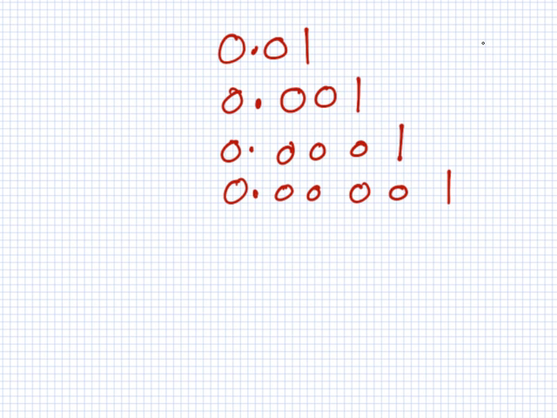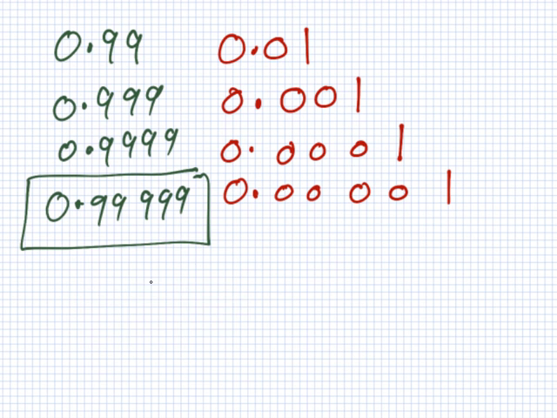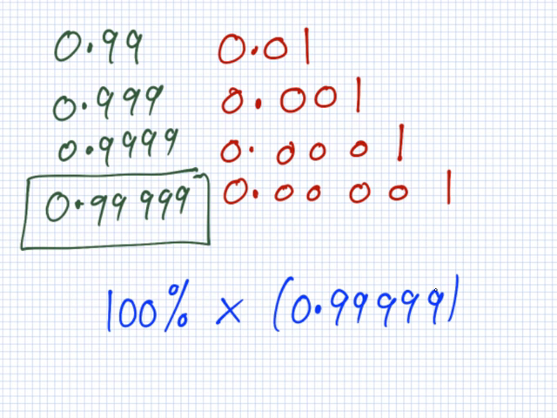Now this is how much is damaged. So how much is okay? So here 0.99 is okay. Here 0.999. Here 0.9999, and then here 0.99999. So what's happening here is you start off with 100% being A-OK, and then every day you multiply this number by 0.99999. So it gets a little bit damaged each day.